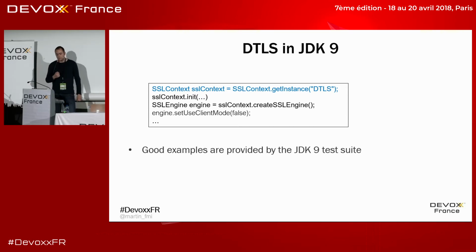And there are some good examples provided by the JDK 9 test suite. If you go to the OpenJDK source code, there are a few unit tests that provide a clear example of how you can get started with DTLS. At this point, there is no good documentation available for DTLS in the official Oracle documentation. And in my opinion, further releases of the Java platform need to simplify that API for developers like us. For now, I would suggest you just go and see the unit tests in the OpenJDK source repository.